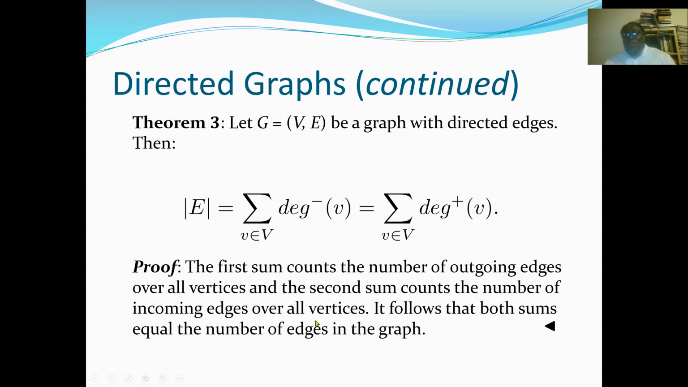So the first sum counts the number of outgoing edges over all the vertices, and the second sum will count the number of incoming edges over all vertices. And it follows that both sums equal the number of edges in the graph. So the number of edges will be the sum of the degree in or degree out.